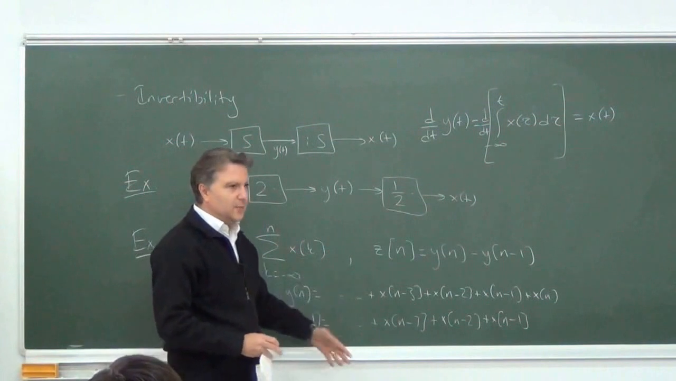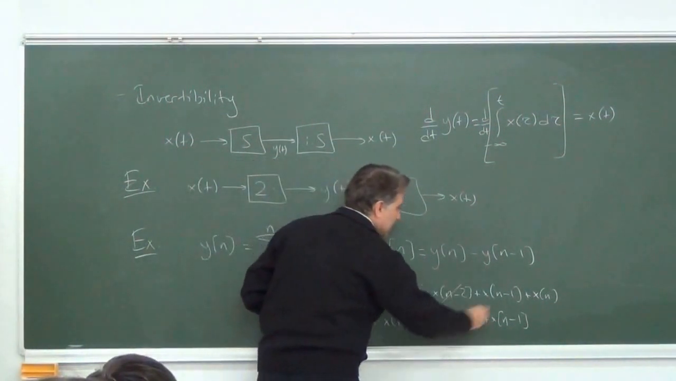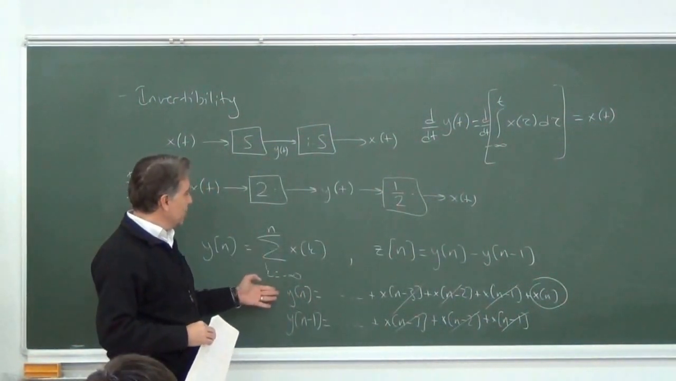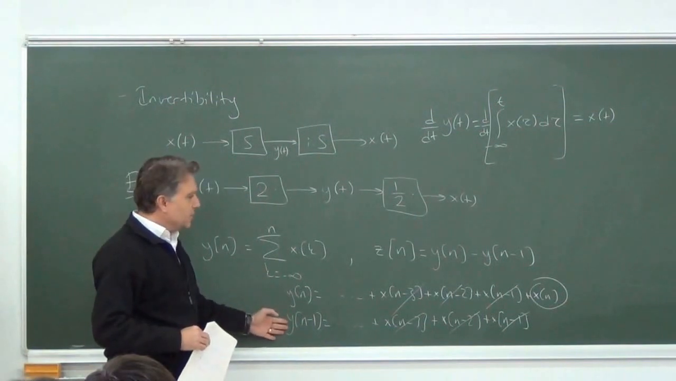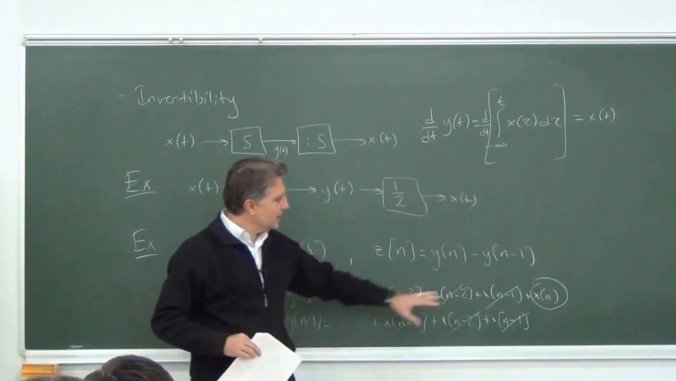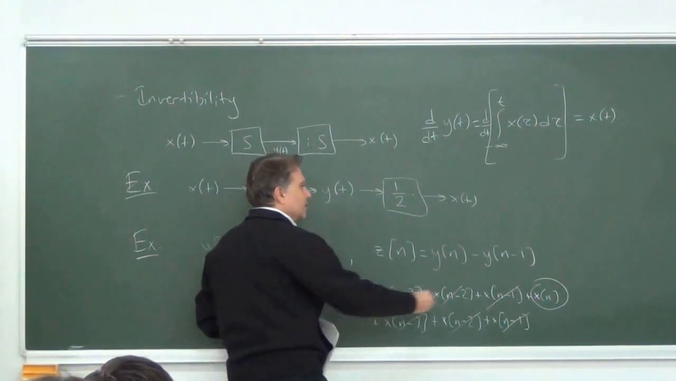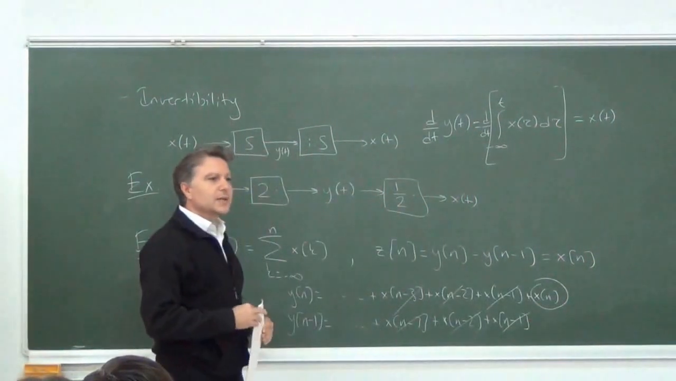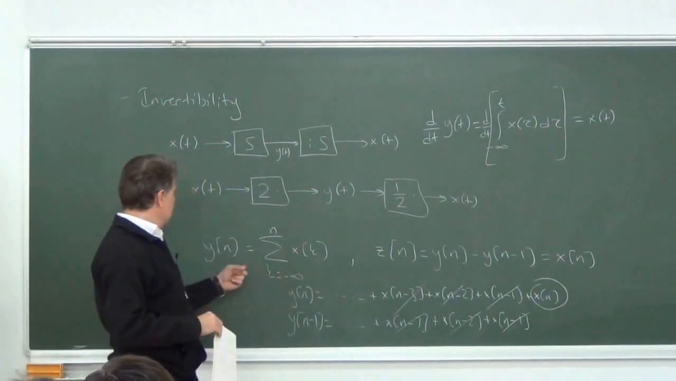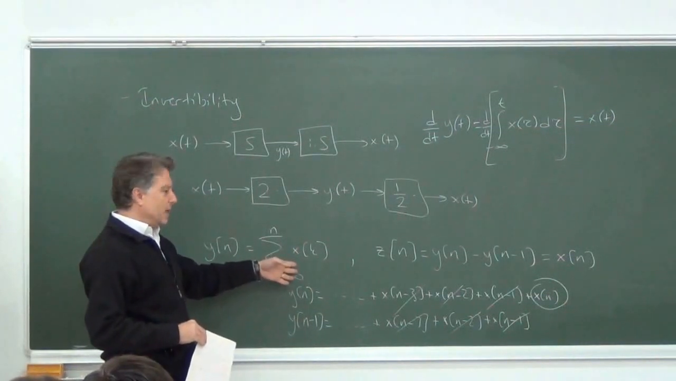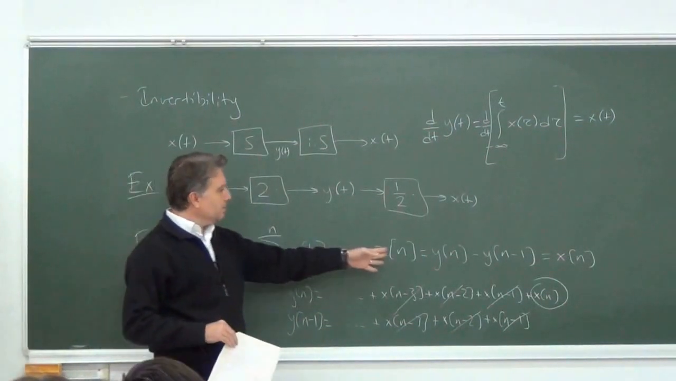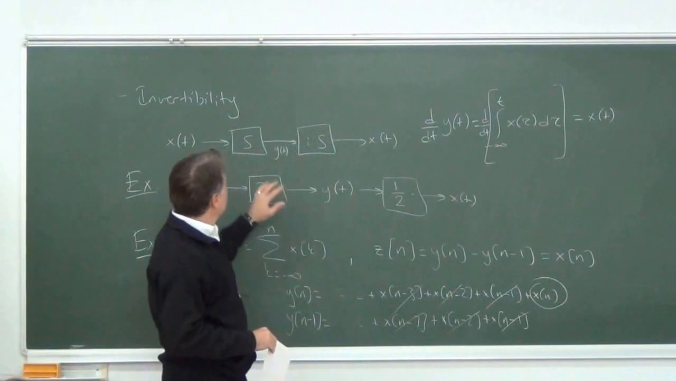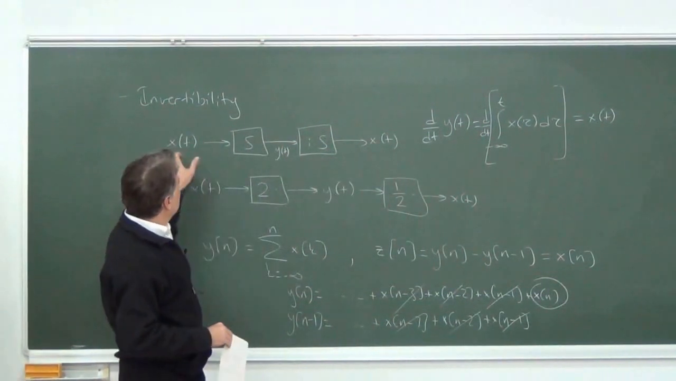So what's the difference between them? When you subtract, everything will be cancelled and you will be left with one final term of the summation in the original y of n. In y of n minus 1, you sum up to x of n minus 1. So this is left. Therefore, y of n minus y of n minus 1 is x of n. So that is the inverse system of this. Here the input was x and the output was y. Using this system, the input was y and the output is back to x, which is the definition of invertibility.